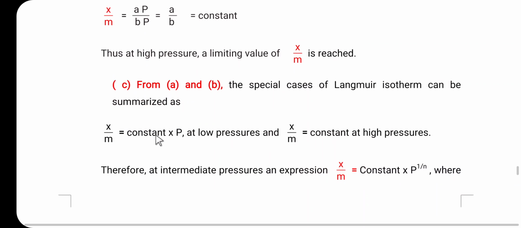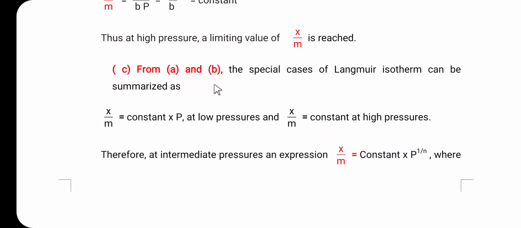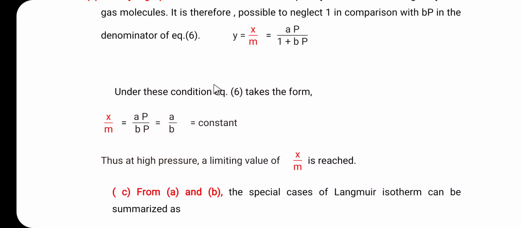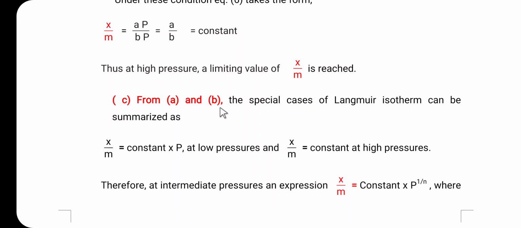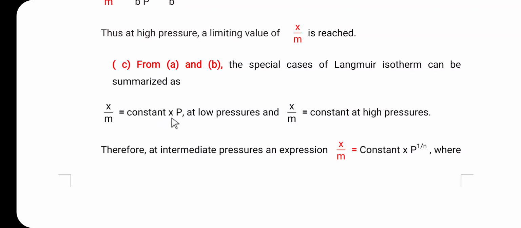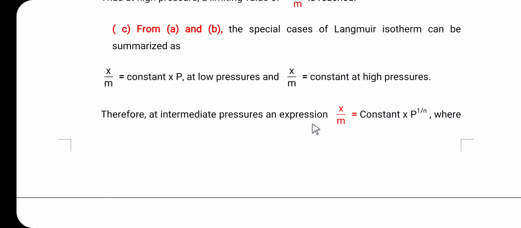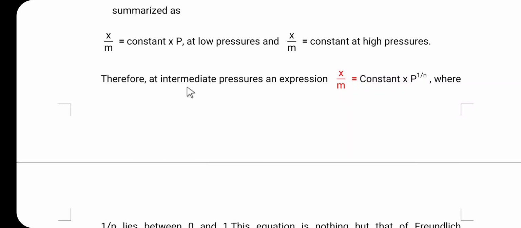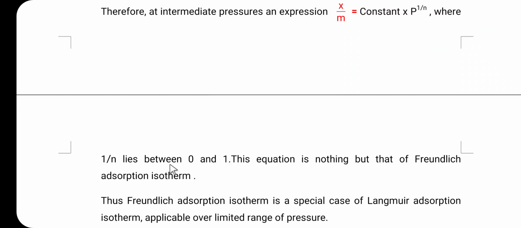Then the third condition. From a and b, there are two cases, at low pressure as well as at high pressure. So the special cases of the Langmuir isotherm can be summarized as: x by m is equal to constant into p at low pressure. At high pressure, x by m is equal to constant. Therefore at intermediate pressure, the expression is x by m is equal to constant into p raised to 1 upon n.